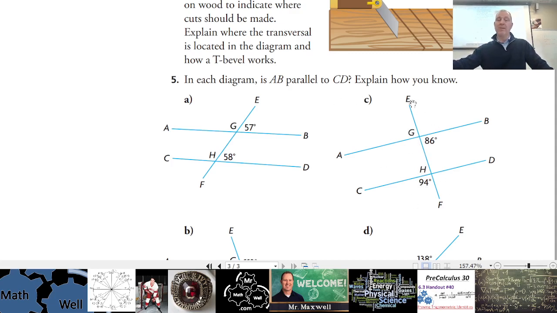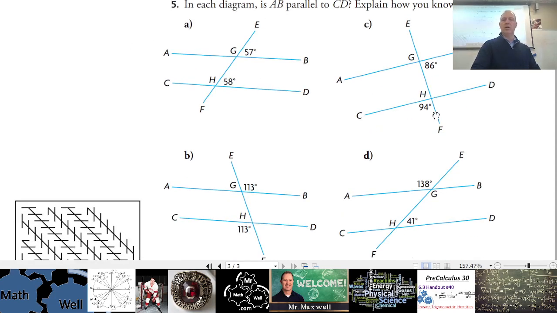Now, you could explain that as well. You could also say that opposite side exterior angles, right here, opposite interior angles, should be equal for parallel lines. So if H is 86, then you can say that the lines are parallel as well. So there's two ways you could get around it. You just have to list those steps.